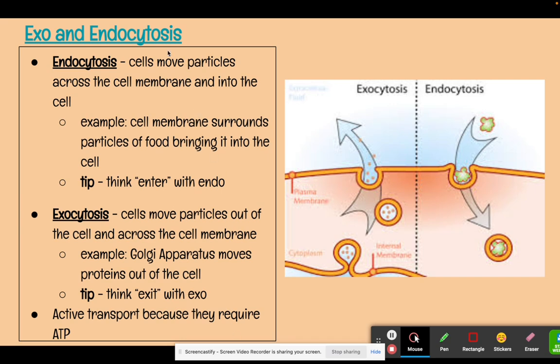Now, this is a hyperlink to a video that I will attach in the Google Classroom as well that you can watch. It's optional if you'd like further explanation on exocytosis and endocytosis. But the tip that I want you to remember is think enter with endo and think exit with exo.